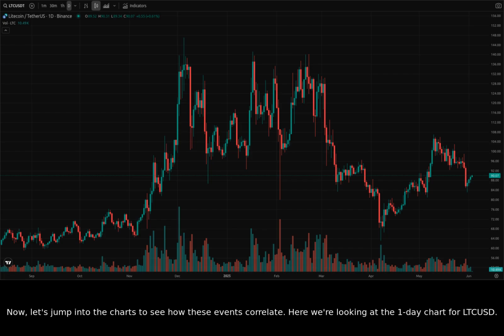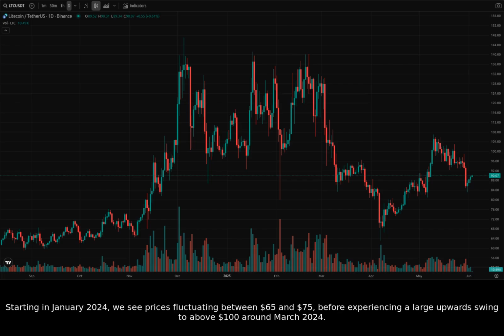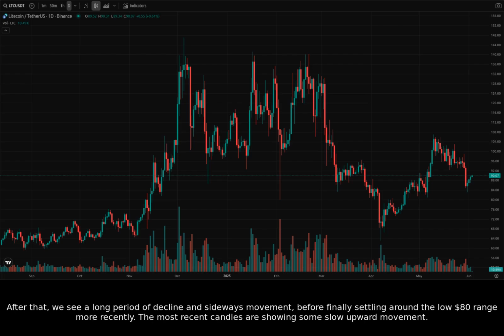Here we're looking at the one-day chart for LTCUSD. Looking at the overall picture, we can see Litecoin experienced significant volatility over the last year. Starting in January 2024, we see prices fluctuating between $65 and $75 before experiencing a large upward swing to above $100 around March 2024. After that, we see a long period of decline and sideways movement before finally settling around the low $80 range more recently. The most recent candles are showing some slow upward movement.